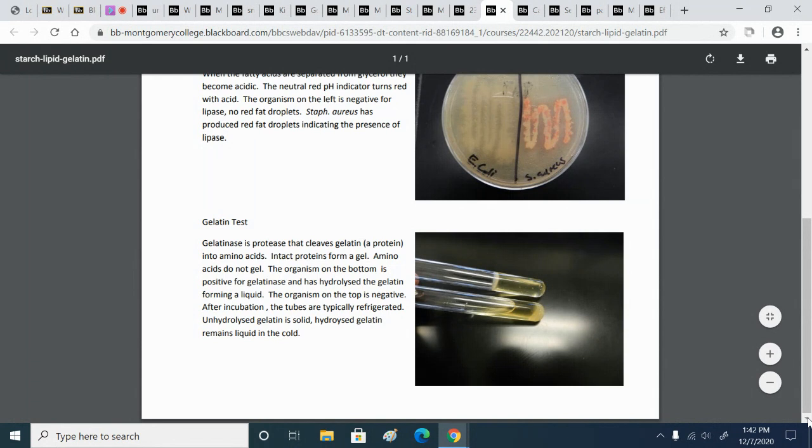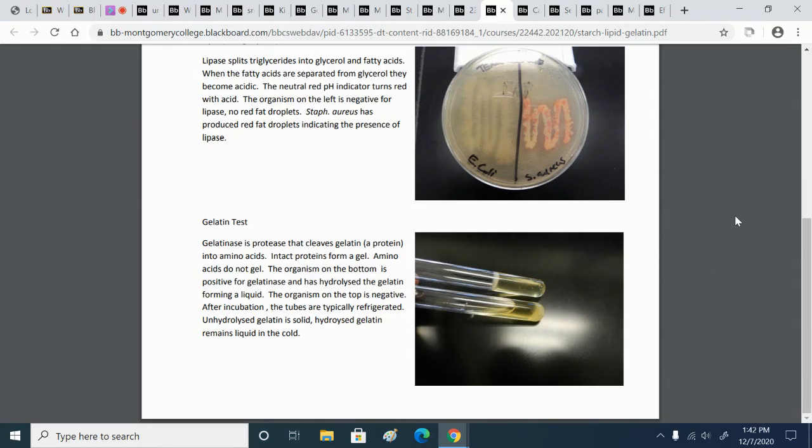Right, so that means all those enzymes are extracellular enzymes, right? So they're secreted to the external environment where they can break down those large molecules into small pieces. Then the small pieces can be absorbed by the bacteria, right? So starch, fats, and proteins are big, so they must be digested outside the cell first. So all those enzymes are extracellular. Any questions on starch, fat, or gelatin hydrolysis?